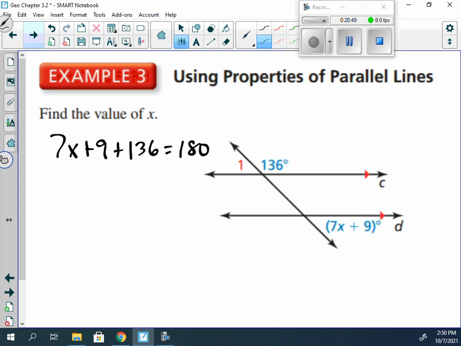Because if they are not corresponding, alternate exterior, or alternate interior angles, then most likely they're going to add together to be 180. Really, if we have two parallel lines cut by a transversal, the angles are either going to be congruent or add together to be 180. Since these two are not congruent, they add together to be 180. So we can combine our like terms, 9 and 136. Well, 9 plus 136 is 145.